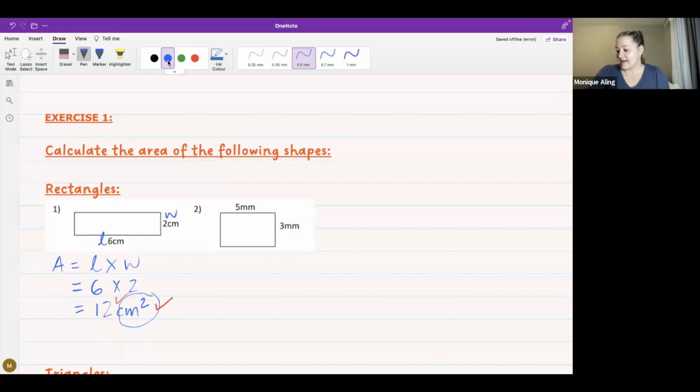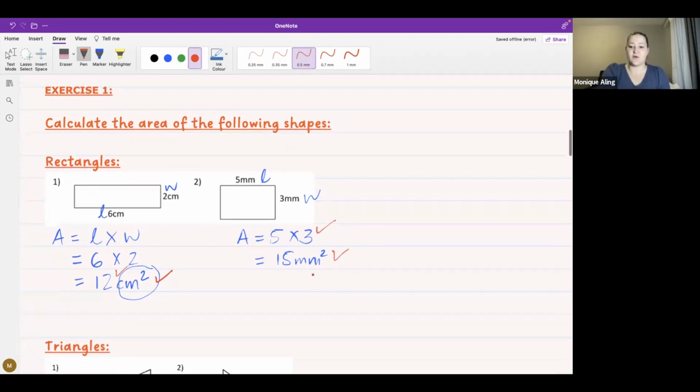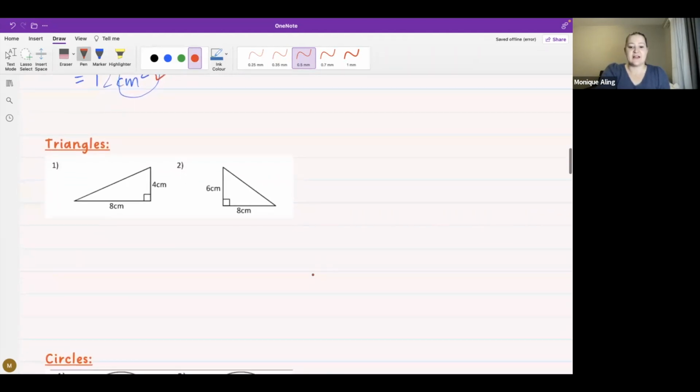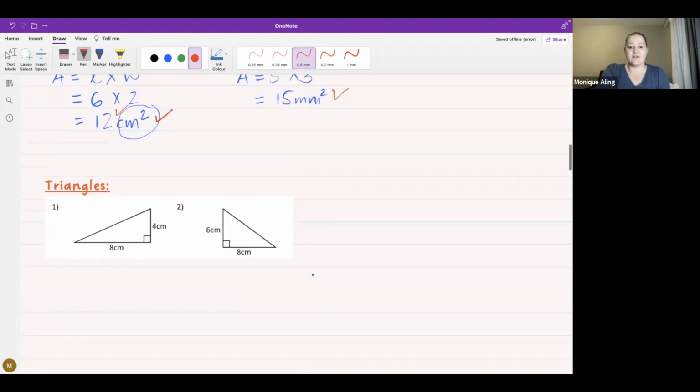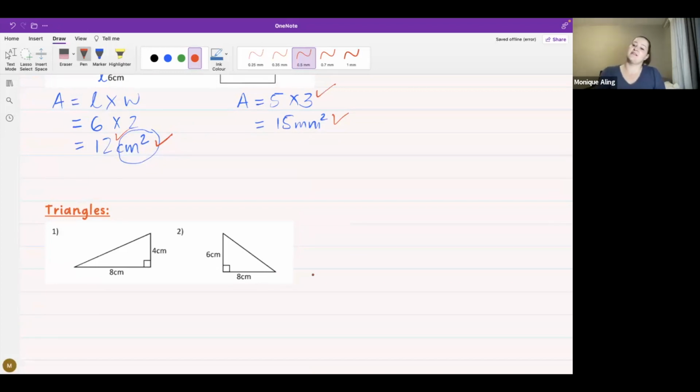For the second rectangle, we've got our length and our width. So we are going to multiply them and we get 15 millimeters squared. A question like that will be about 2 marks normally, for your method and your answer. Good, looks like we all did well there. All right, starting off with triangles. The next question. I'm going to give you a couple of minutes.